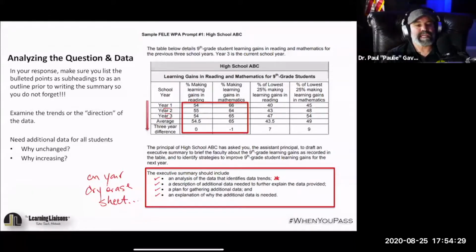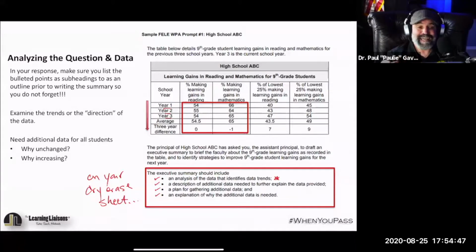I'm getting amazing stuff here, right? Here we go. Somebody said it increased in year 2. Yeah. So year 2, for the learning gains in reading, increased. That's something that you can reflect on. That's analyzing it.